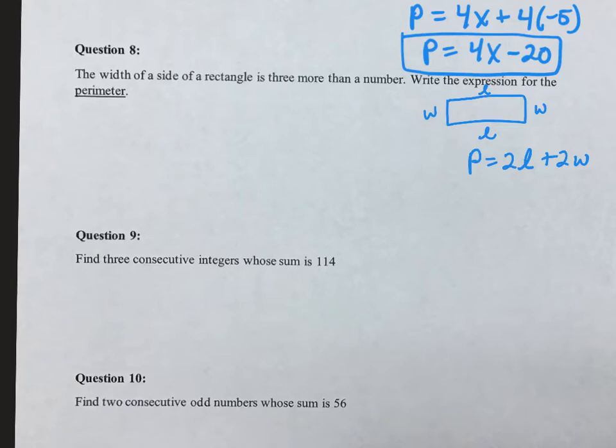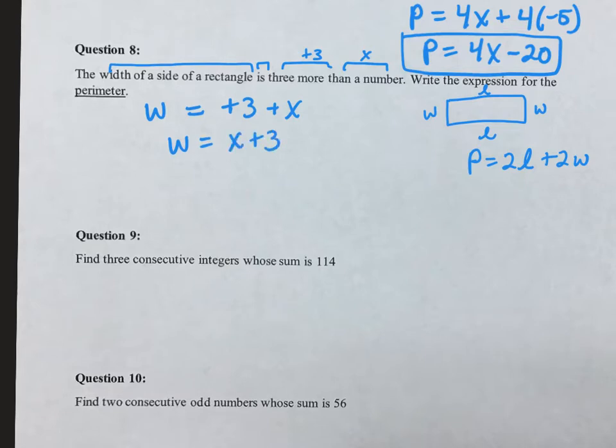Now I'm going to change the wording. The width of the side of a rectangle, that's going to be W, is, that's going to be an equal sign, 3 more than a number. So a number is X, 3 more than is plus 3. So plus 3 plus X, 3 more than a number. I'm going to rewrite that to where it looks a little bit nicer. W equals X plus 3.